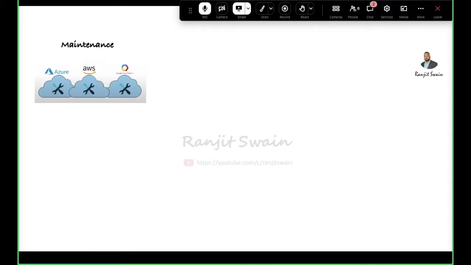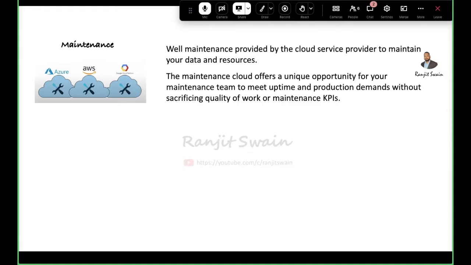So next is maintenance. Maintenance is provided by the cloud service provider to maintain your data and resources. The maintenance cloud offers a unique opportunity for your maintenance team to meet uptime and production demands without sacrificing quality of work or maintenance KPIs. So guys, if you have your own on-premises data center, what do you have to do to maintain the data center, the network, the servers, storage, the house, the cables, everything? You have to hire lots of manpower to maintain your own data center.